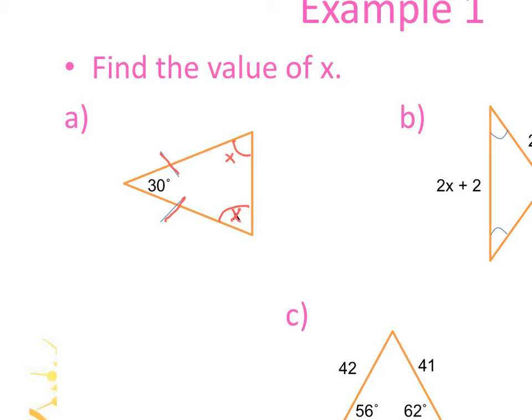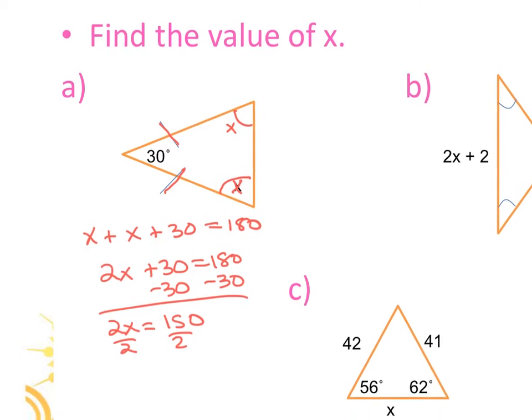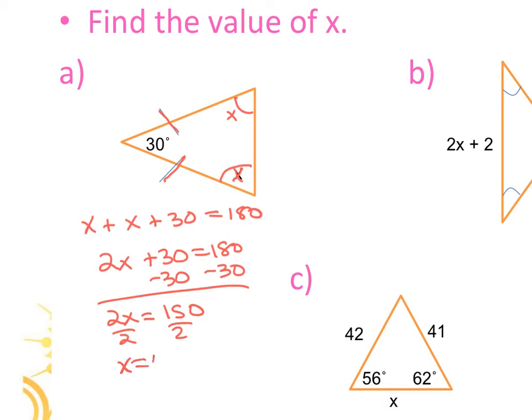So you can do two things here. You could either set it up algebraically that x plus x plus 30 equals 180. Add your x's. Subtract 30. 2x equals 150. Divide by 2. And each one of these base angles is going to be 75. So this one's 75 degrees, which would also make this one 75 degrees.